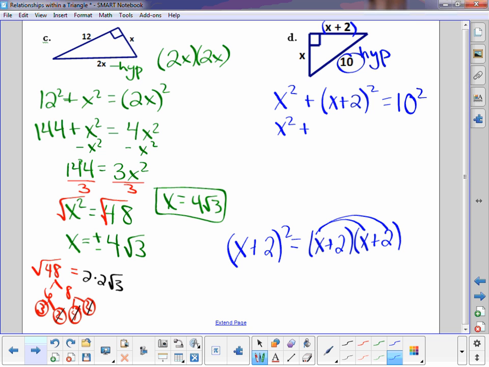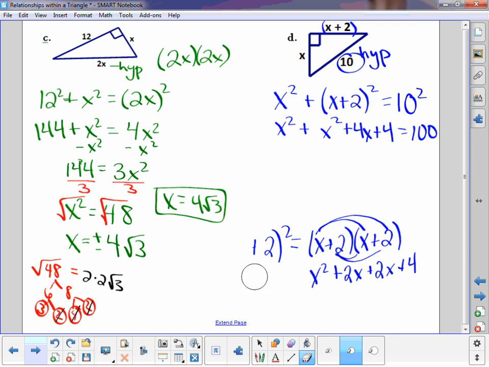FOIL! You cannot just square the first and square the second. Oh my gosh. What are the factors? Alright, so we end up getting x squared plus 4x plus 4 equals, what's 100? What's the word? 100. Alright, so now we see, you know what, just like that.